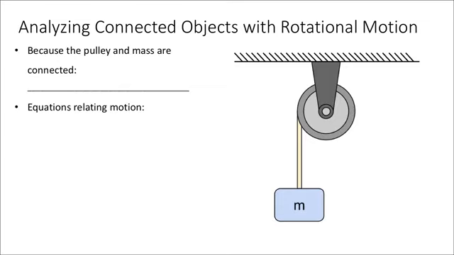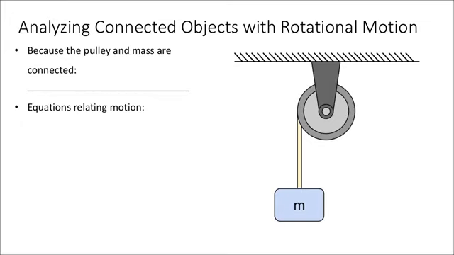We know that when the pulley is spinning, the mass falls. This is very similar, by the way, to the lab that we did with the rotational inertia demonstrators, the spinning metal wheels. We know that as the wheel spun, the hanging mass fell. And because they're connected, there's a relationship between the angular motion of the wheel and the linear motion of the mass.